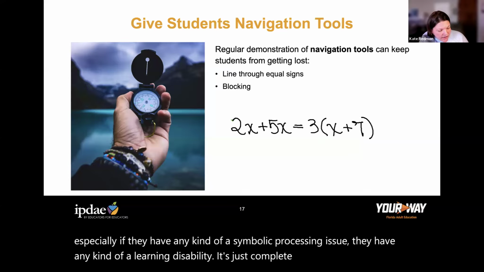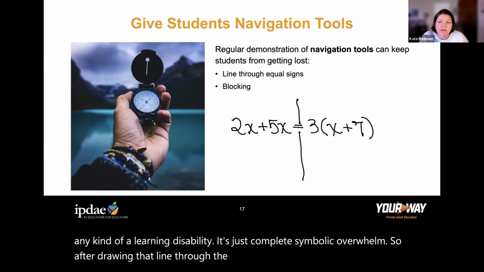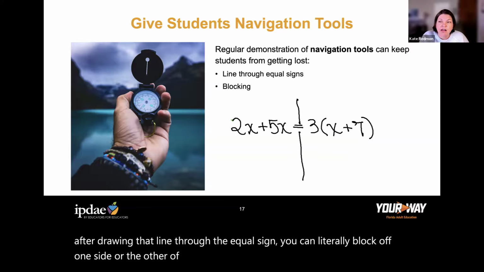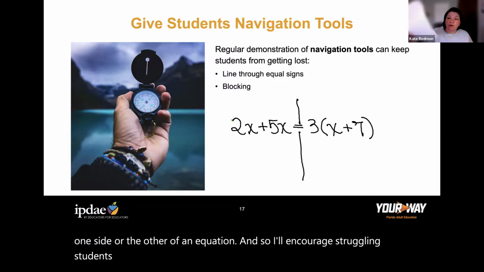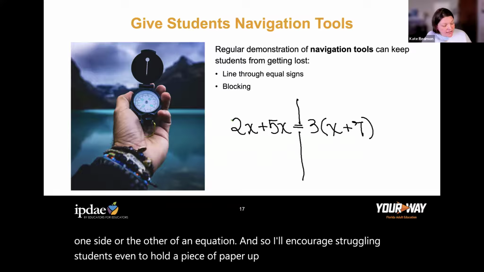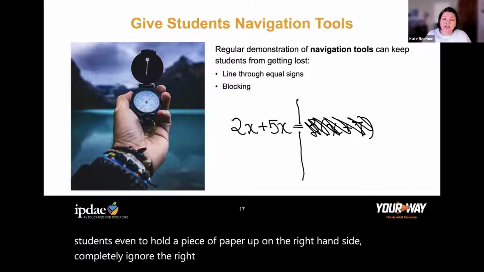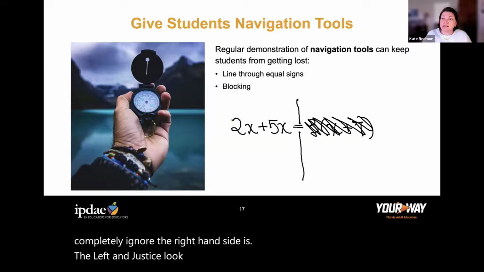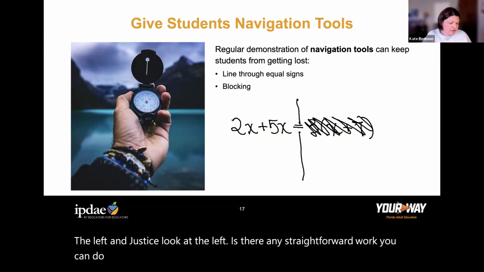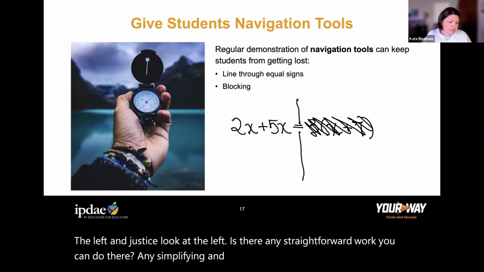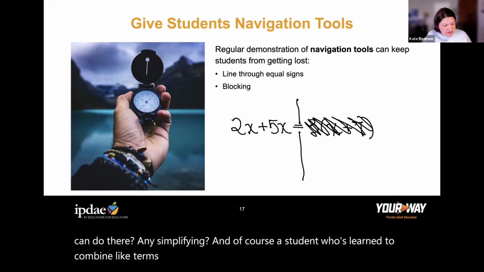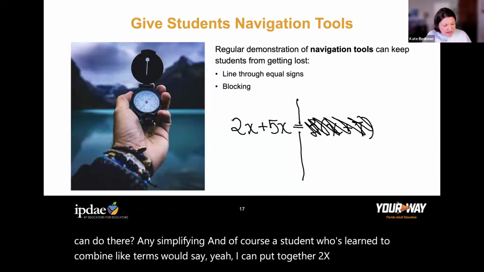So after drawing that line through the equal sign, you can literally block off one side or the other of an equation. And so I'll encourage struggling students even to hold a piece of paper up on the right-hand side, completely ignore the right-hand side, isolate the left, and just look at the left. Is there any straightforward work you can do there? Any simplifying? And of course, a student who's learned to combine like terms would say, oh yeah, I can put together 2x and 5x, and that's 7x.